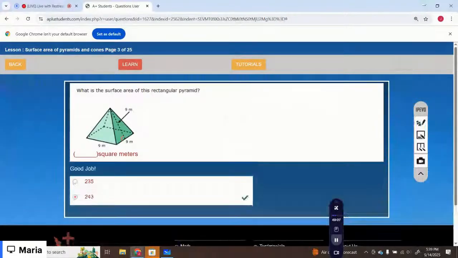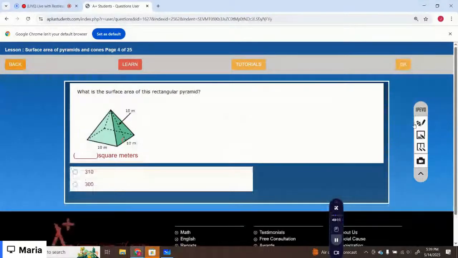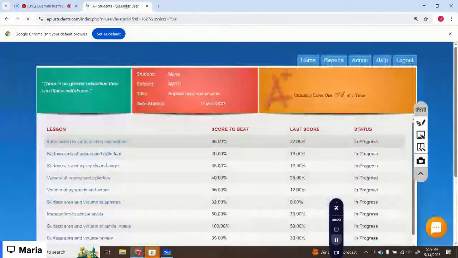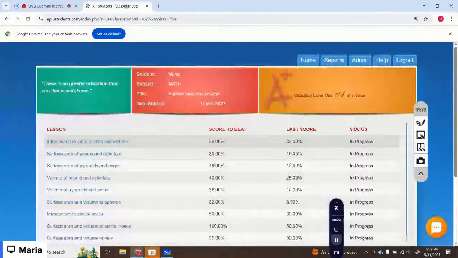Okay, you can complete the lesson by yourself later today. So we were working on grade 10 math. The chapter we were working on is surface area and volume. The lessons we covered today are introduction to surface area and volume, surface area of prisms and cylinders, and surface area of pyramids and cones.